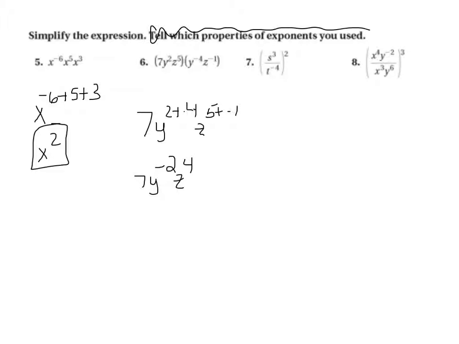Well, how do I make that positive? What's the reciprocal of y? 1 over y. So watch what happens here. If it's in the numerator, it moves to the denominator. If it's in the denominator, negative means move it up.